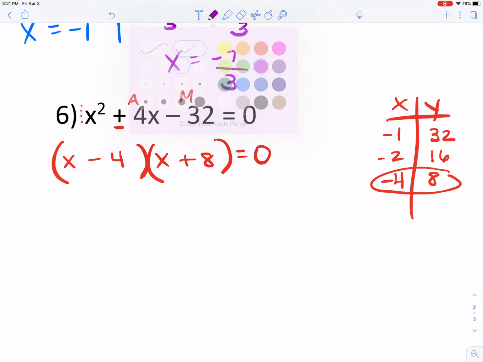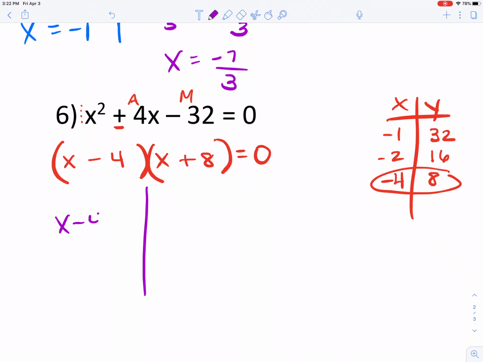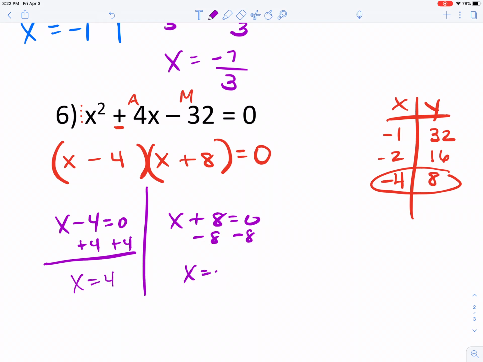But of course the solutions are going to be the exact opposite of that. Because when I set each of these equal to 0 and use the inverse operation to solve, I get x equals 4 and x equals negative 8.